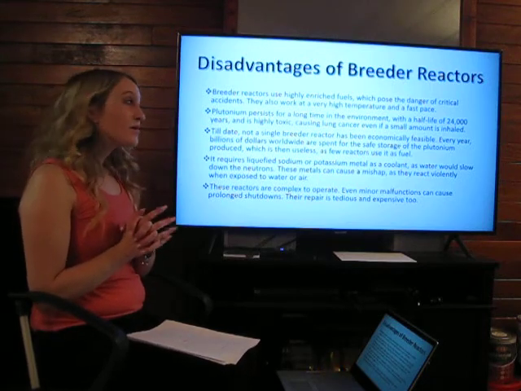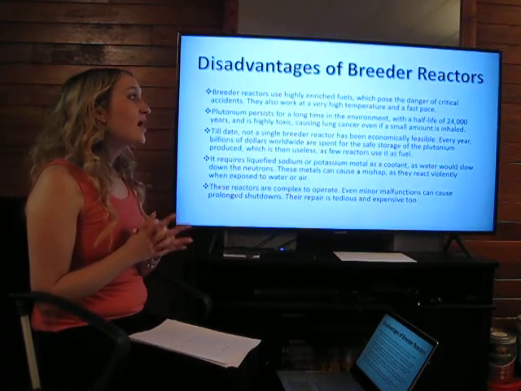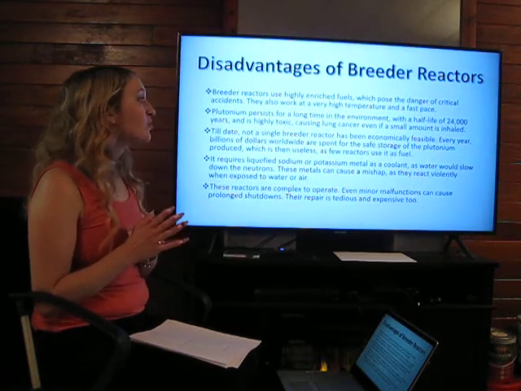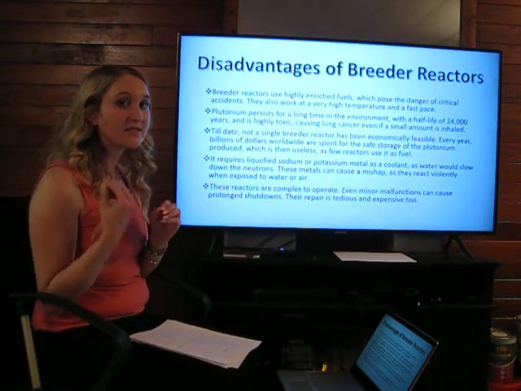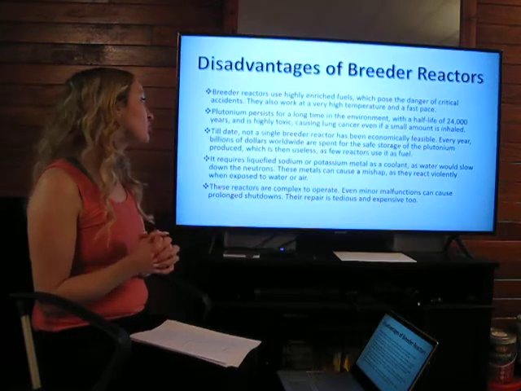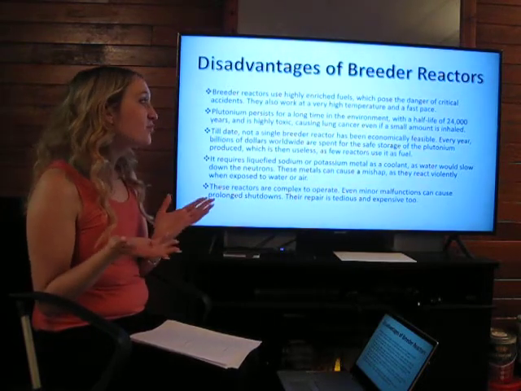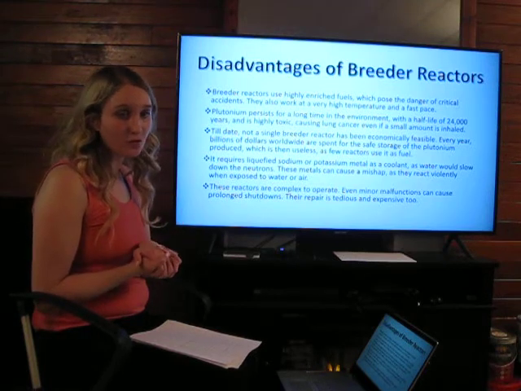To date, not a single breeder reactor has been economically feasible. Every year, billions of dollars worldwide are spent for the safe storage of plutonium produced, which is then useless as few reactors actually use it as fuel.